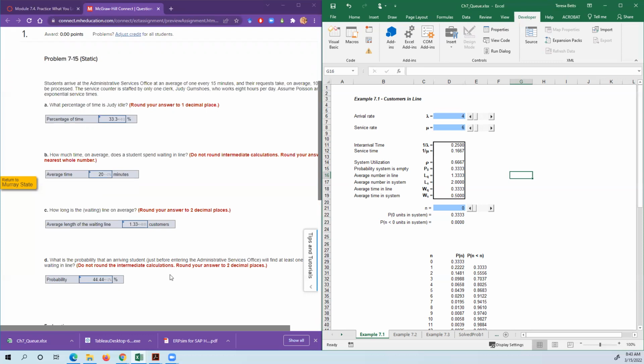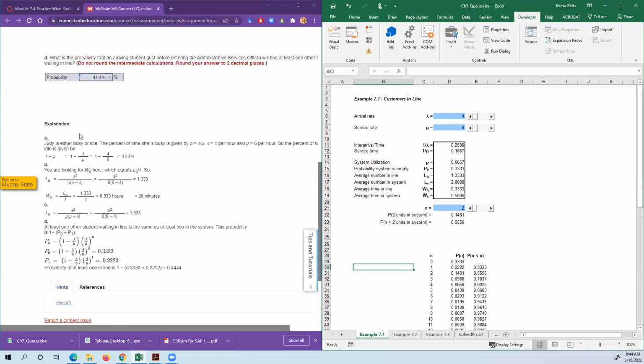What's the probability that an arriving student just before entering the administrative service office will find at least one person waiting in line? Okay, so the thing that's tricky about that is you've got one person in line and you're going to be the second person in line. So now we're going to say 2. Okay, and we have to read this correctly. This is the probability that you're going to find more than 2 people in the system is 55.56%. So the probability that I'm going to find less than 2 people in the entire system would be 44.4%, or 1 minus this probability.